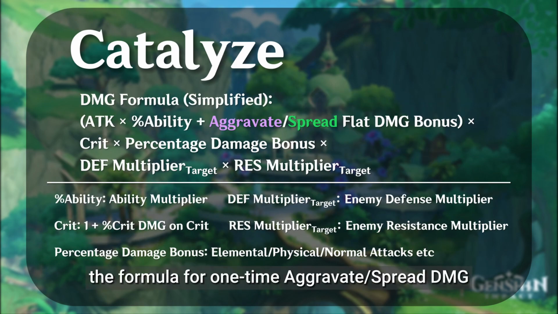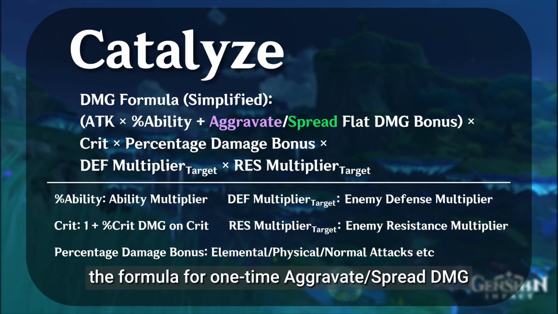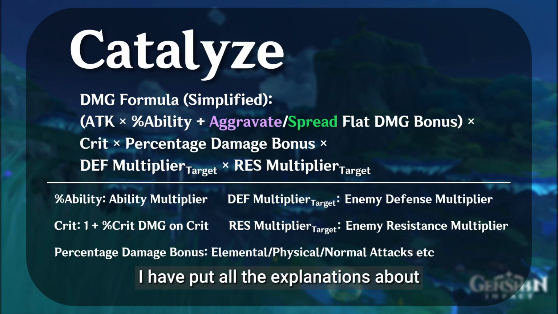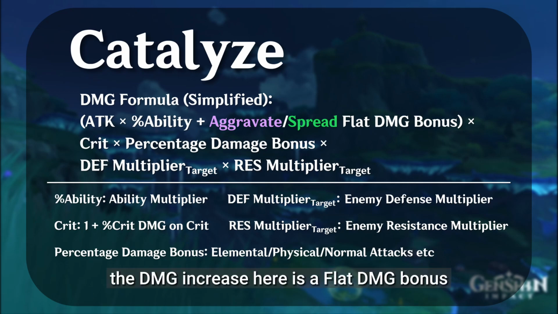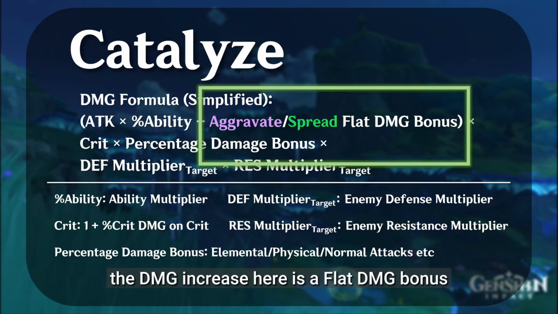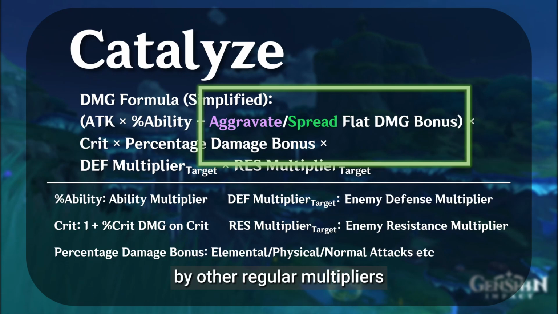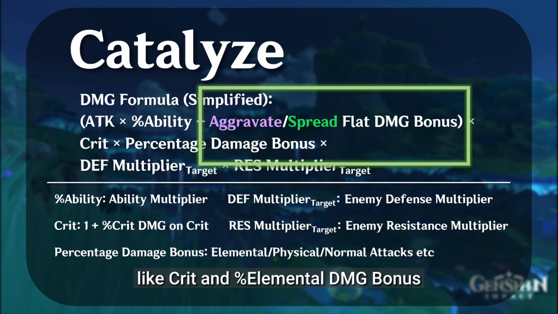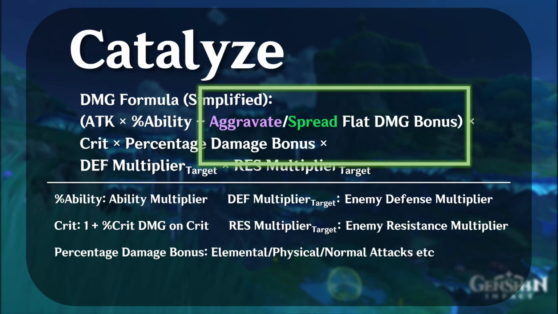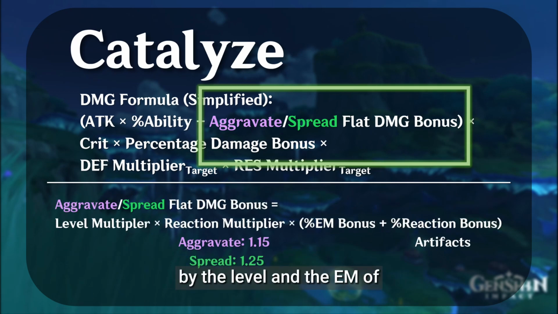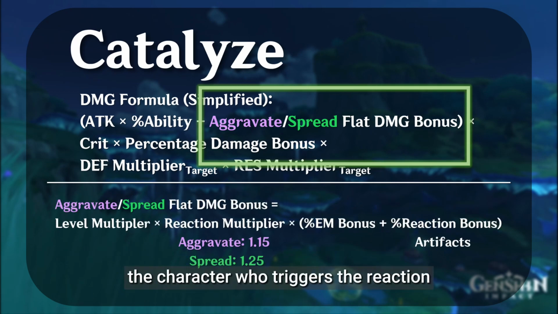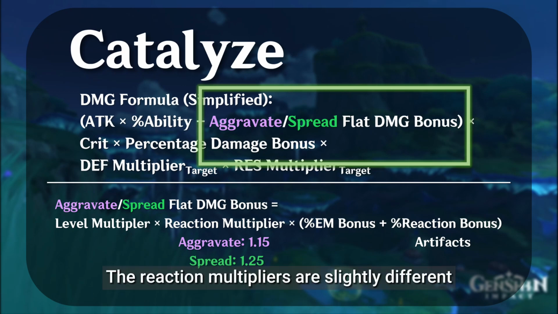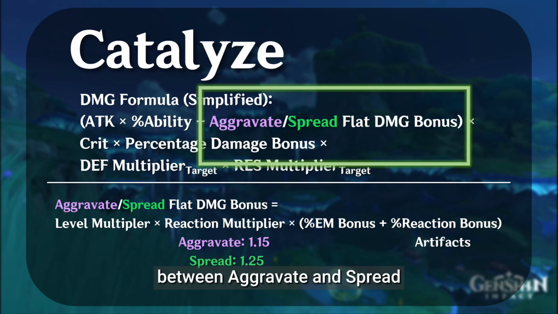Let's first take a look at the formula for one-time Aggravate and Spread damage. I have put all the explanations about the terms below and you can take a look. Please note that the damage increase here is a flat damage bonus that can be further multiplied by other regular multipliers like crit or elemental damage percentage bonus. The flat damage bonus is decided by the level and the EM of the character who triggers the reaction. I put a formula here as well. The reaction multipliers are slightly different between Aggravate and Spread, but it doesn't matter too much.